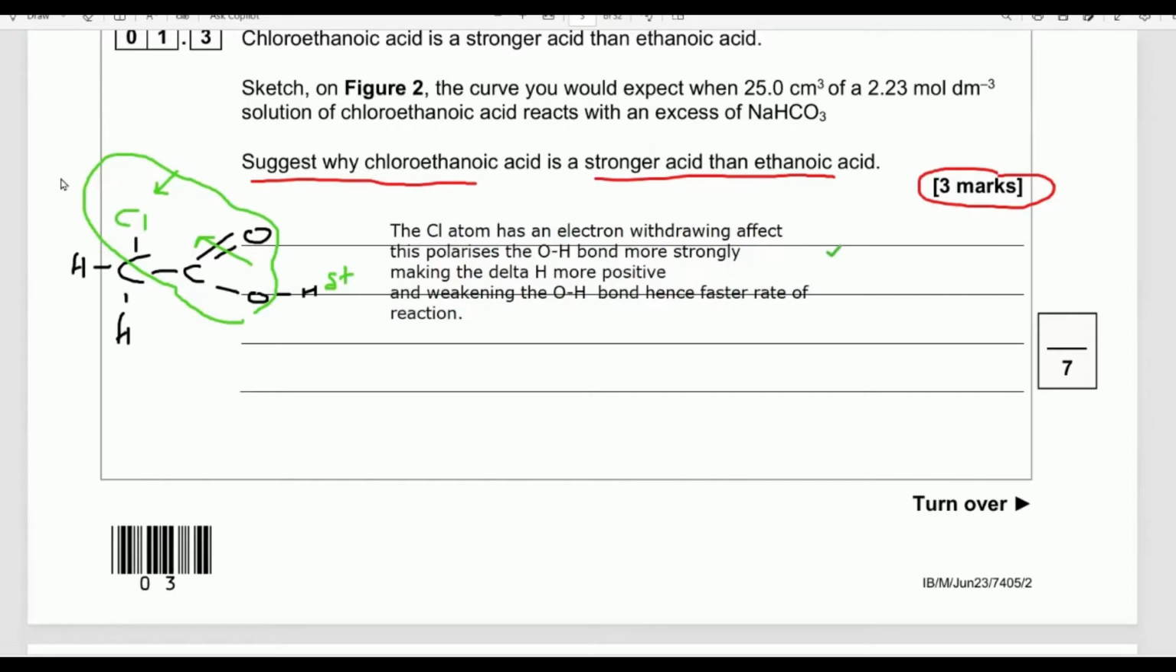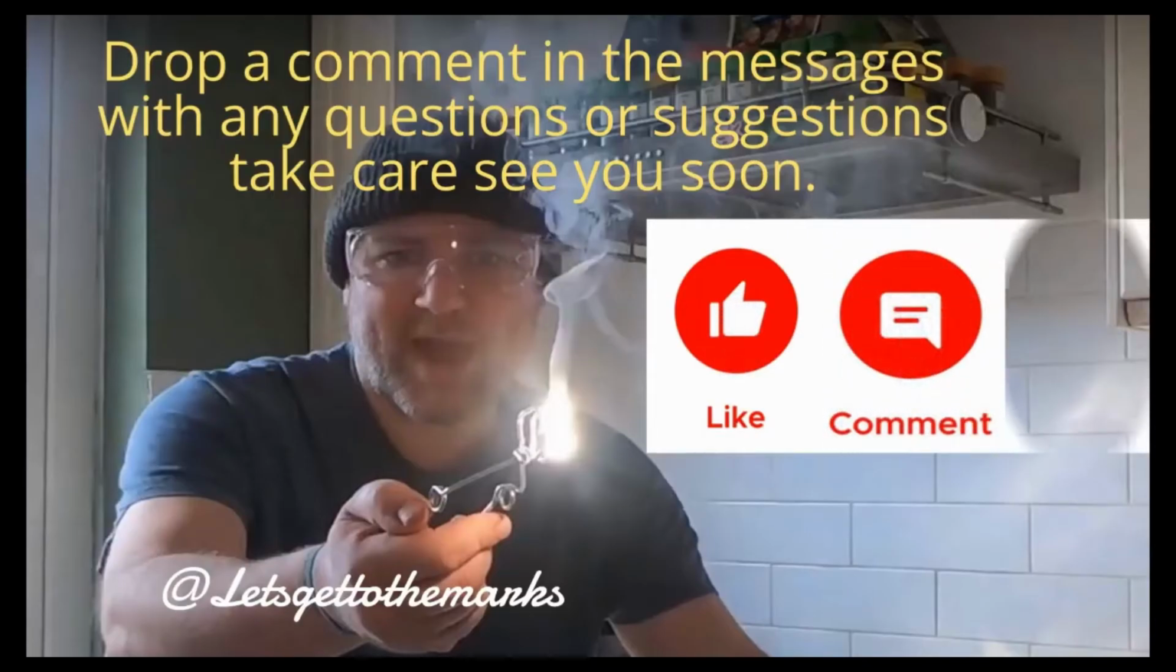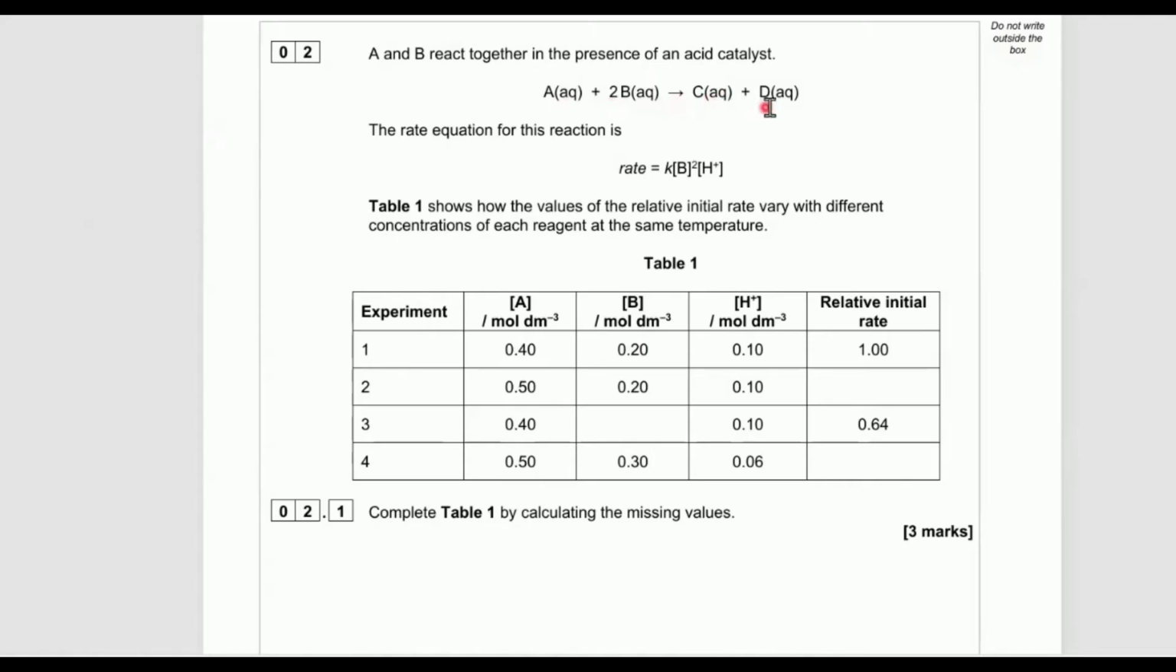And here we go. A and B react together in the presence of an acid catalyst. A aqueous, 2B aqueous goes to C aqueous, D aqueous. The rate equation for the reaction is rate equals k [B]^2 [H+]. Table 1 shows how the values of the relative initial rate vary with the different concentrations of each reagent at the same temperature. Complete the table by calculating the missing values for 3 marks.